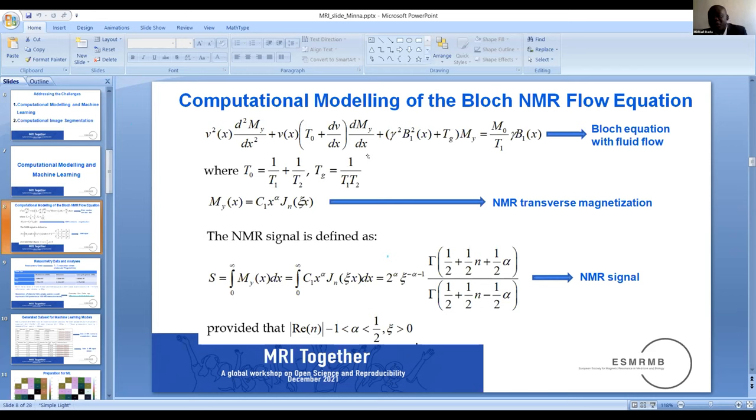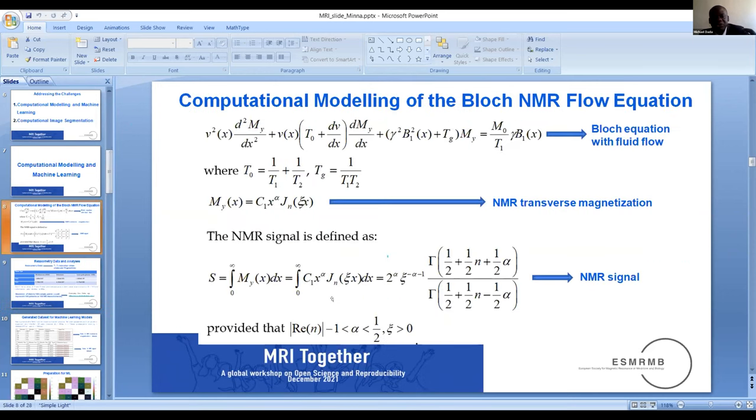This gives us the transverse magnetization as a function of T1 and T2 relaxation times. We try to solve the differential equation analytically to get an expression for our transverse magnetization. My last equation here is that of the NMR signal equation. We can use the first one to compute the transverse magnetization, while we use the second one to compute the NMR signal computationally.